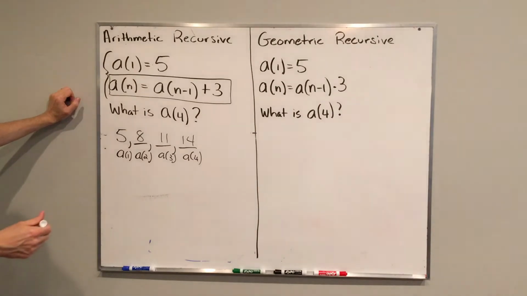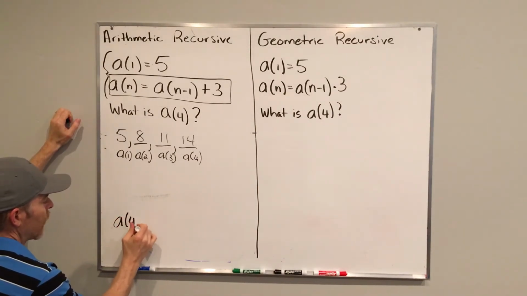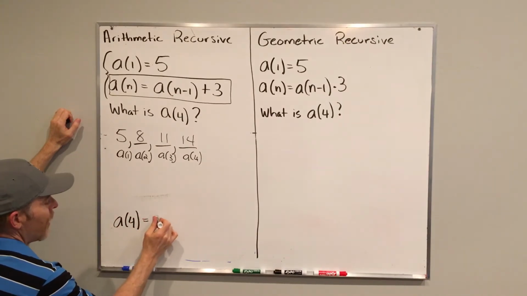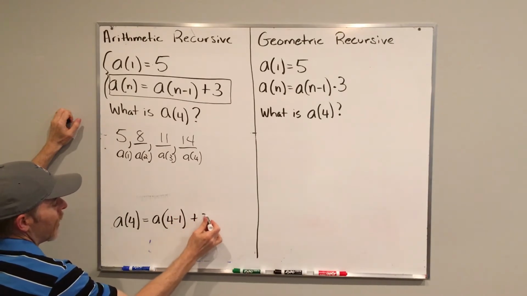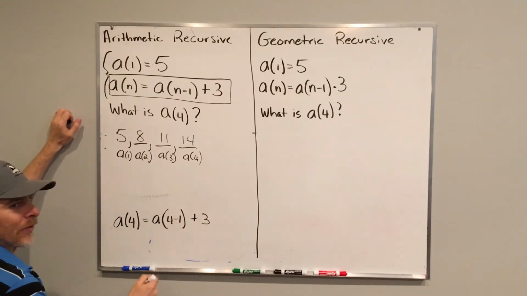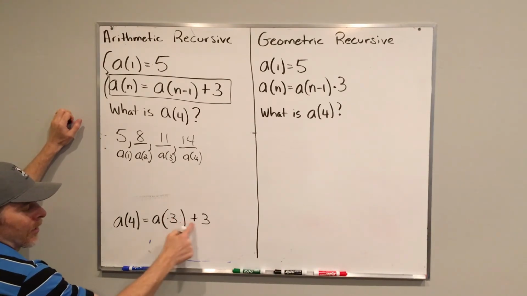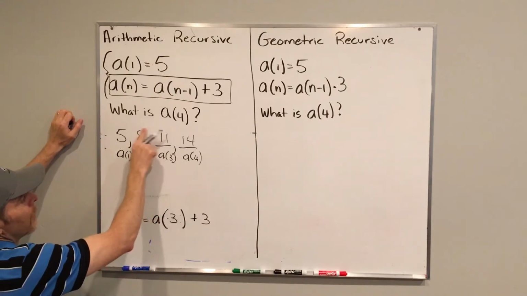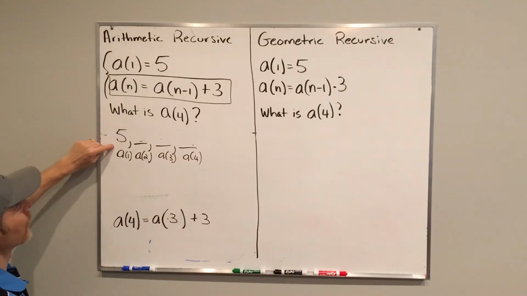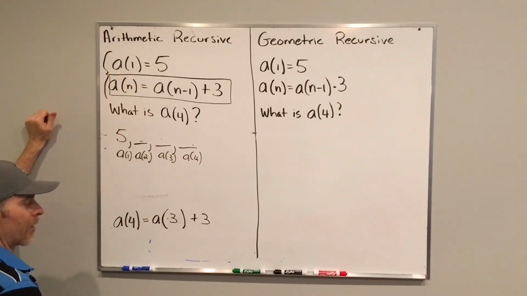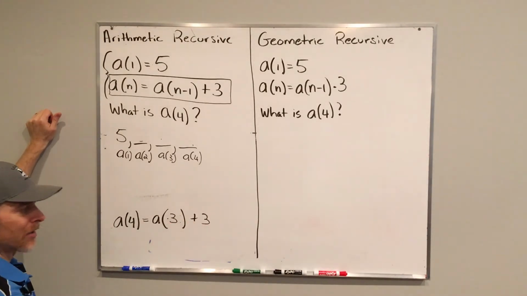And I kind of got to kneel to get down here low. So if I want the fourth term, I'm going to take a of 4 minus 1 and add 3. Okay, well, what is 4 minus 1 though? That's 3. So we need to take the third term and add 3. Okay, well, I technically don't know what the third term is. I only know what the first term is. All right, well, how do I get the third term then? Because if I had the third term, I could just add 3 and I'd have my answer.